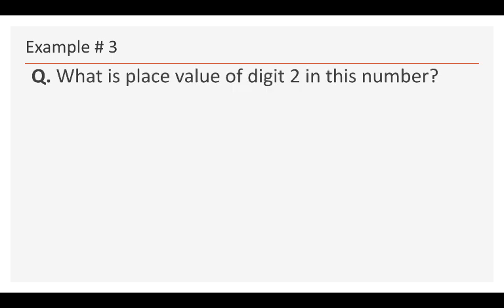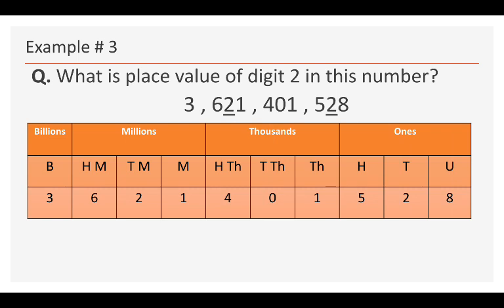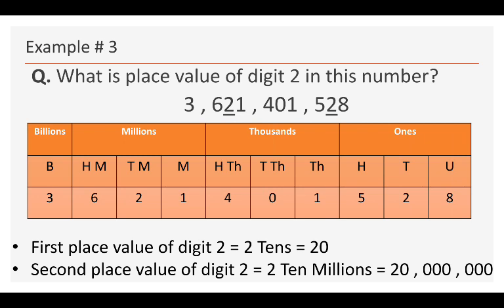Now just take a look at example number 3. The question is, what is the place value of digit 2 in this number? And the number is 3,621,401,528. As you can see, 2 comes 2 times. It means now we are going to find two different values. Write this number in the international place value chart. The very first value of 2 is 2 tens. 2 tens means 20. And the second place value of digit 2 is 10 millions. 10 millions means it's 20 million.